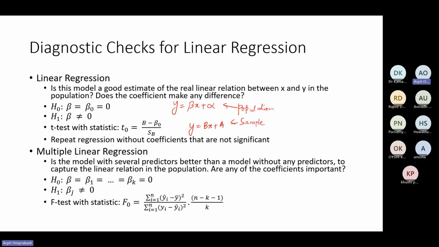For each of the coefficients in our regression, we check if it is significant or not. We also check if the intercept is significant or not. If we find that some of the coefficients or the intercept are not significant, we repeat the regression without that specific coefficient. In the case of multiple linear regression, there's one more question that we can ask.